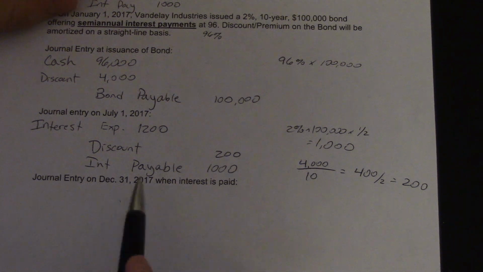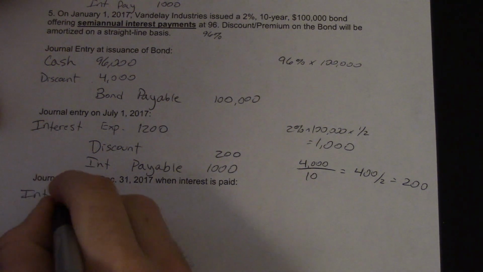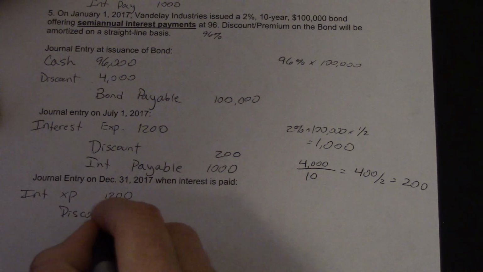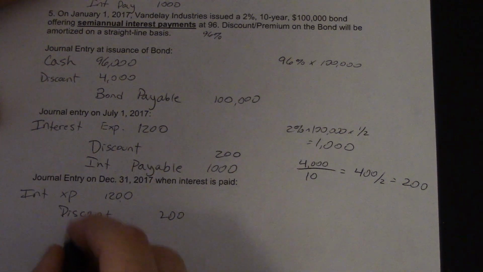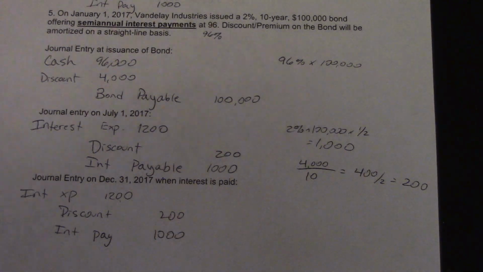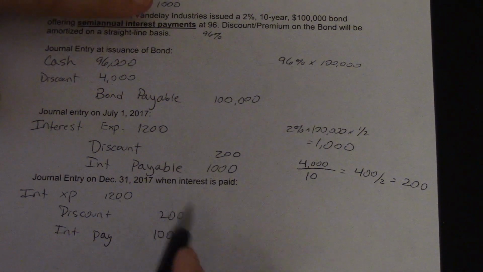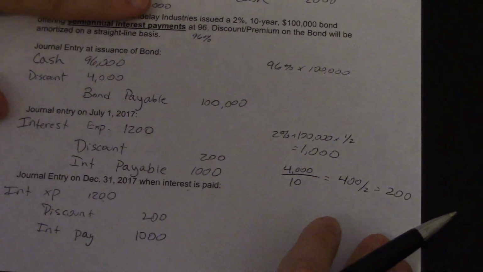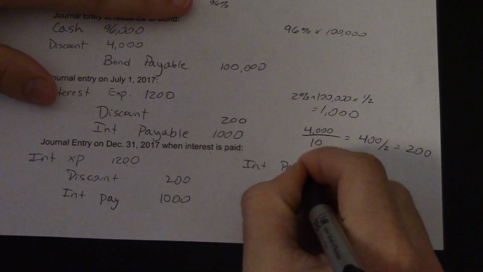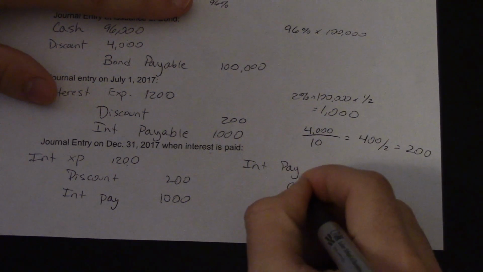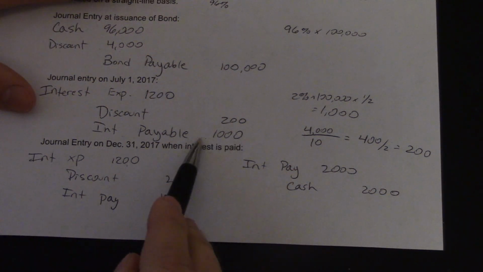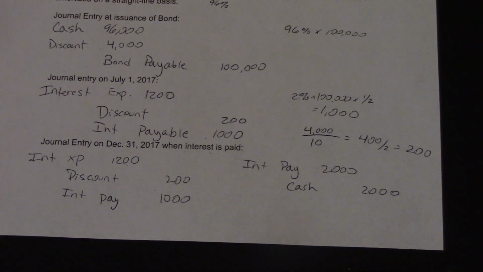Now we'll go to December 31st when interest is paid. Again, same journal entry as before. Interest expense is $1,200. We'll amortize the discount by $200, and we set up an interest payable for $1,000. And in this case, we're paying the interest on December 31st again. So, just like before, we will debit interest payable by $2,000, credit cash for $2,000, because we have an interest payable for the first half of the year for $1,000 and another $1,000 there.